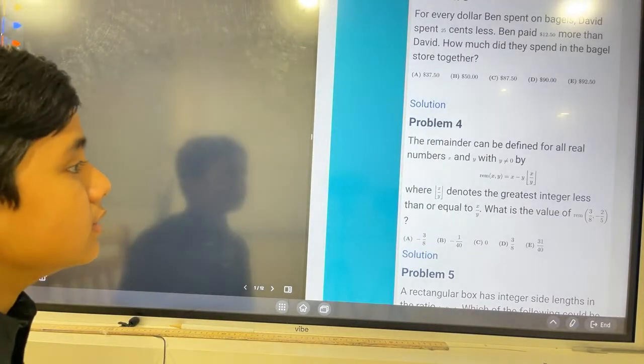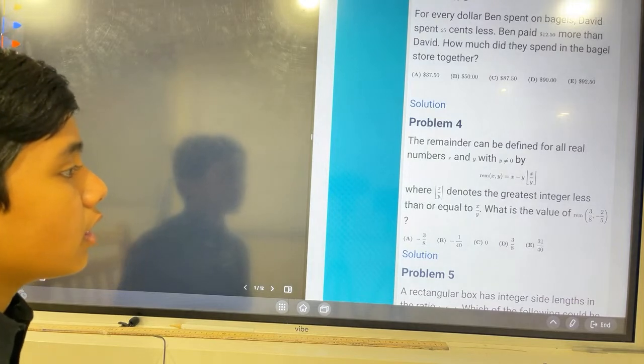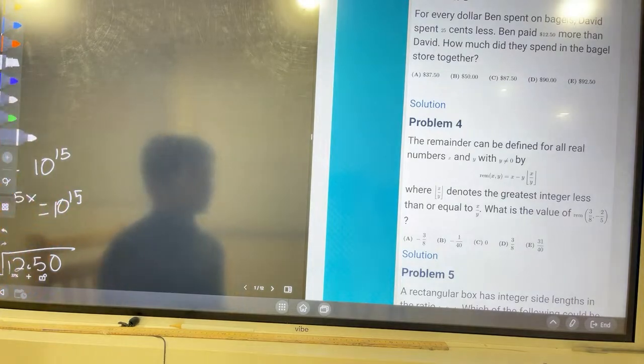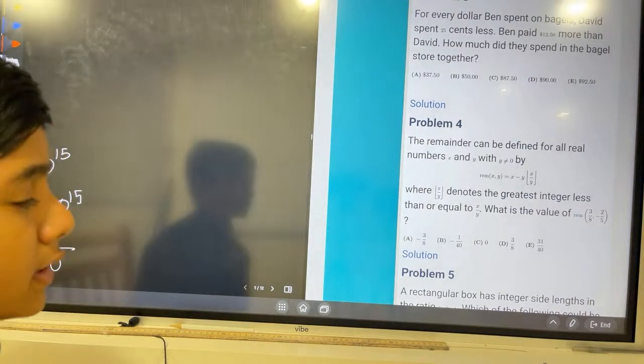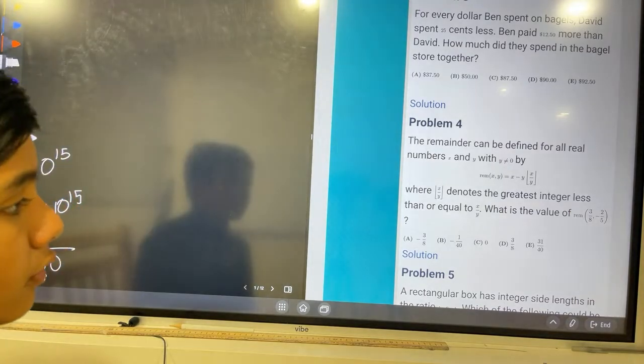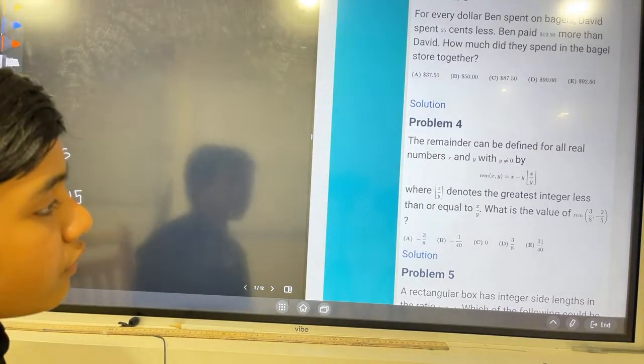The remainder can be defined for all real numbers x and y, y not equal to 0, by rem(x, y) equals x minus y times floor of x over y. What is the value of rem(3/8, -2/5)?